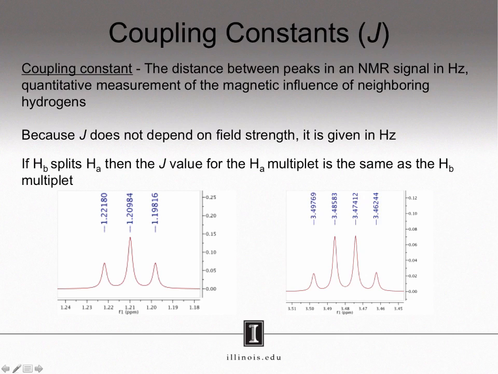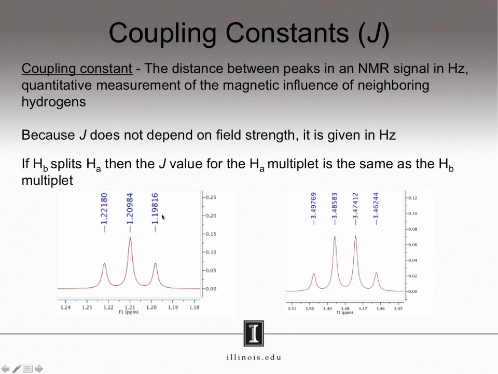In the same way that splitting is reciprocal, the J value for the splitting must also be reciprocal. If HA splitting HB has some coupling constant, HB splitting HA must have the same coupling constant. Let us look at these proton NMR signals at the bottom of this slide. Here we see that in these particular signals, we have these values above each of the peaks. These values correspond to the exact ppm value of each peak.